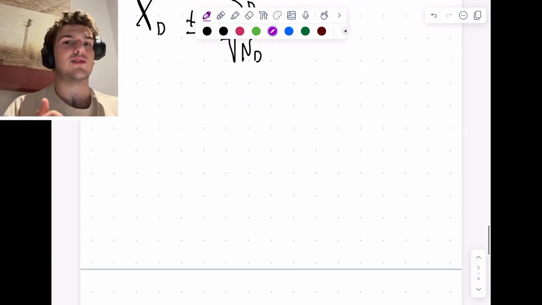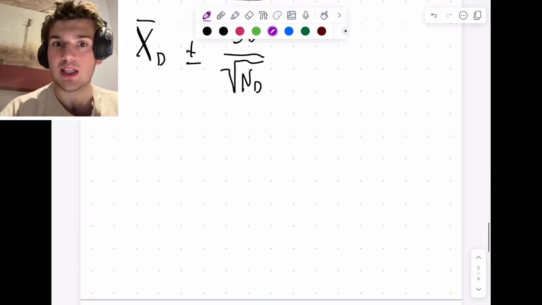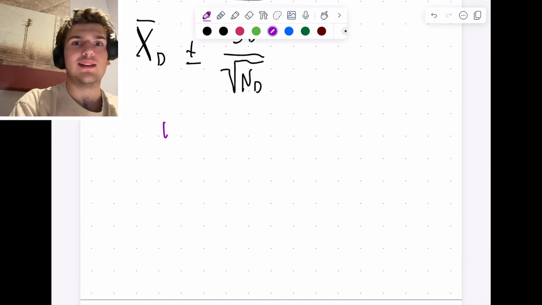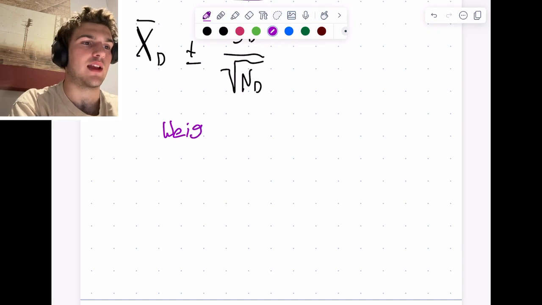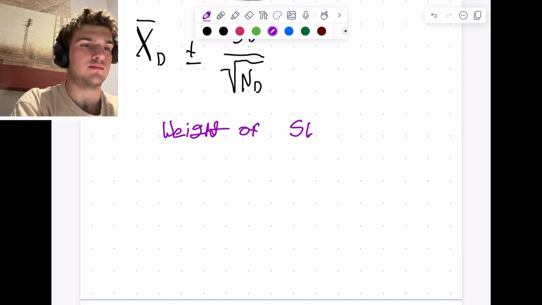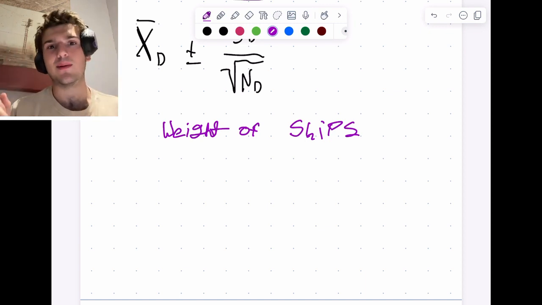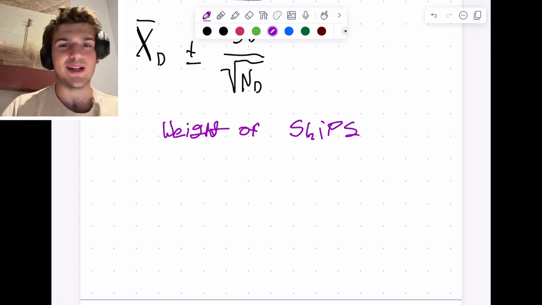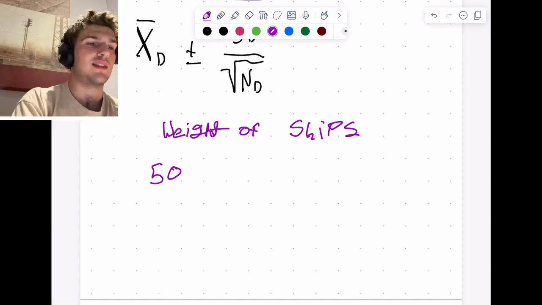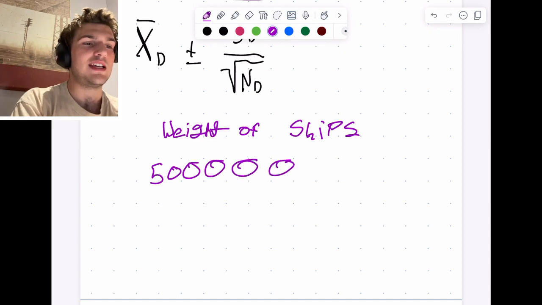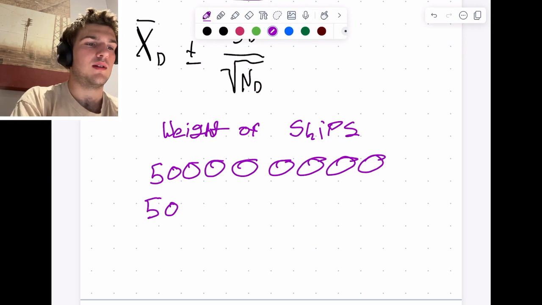So this test is really important because say we're dealing with some huge number. Let's call it the weight of ships. I was looking at some boats, military boats online because I find them interesting, giant cruisers. But they can weigh 50 million pounds, right?